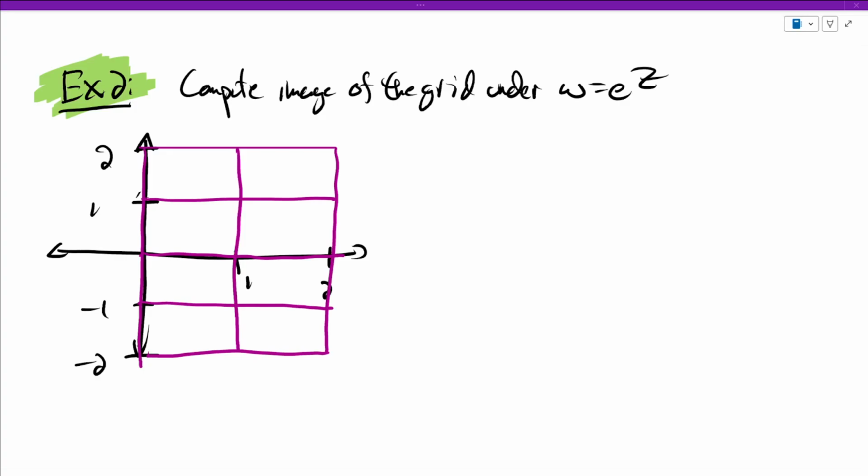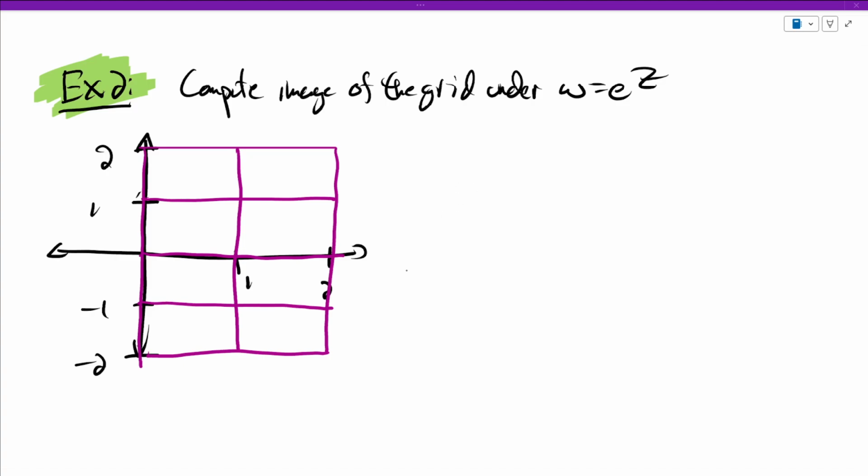Okay, so we're going to compute the image of the grid in front of us under the exponential mapping w equals e to the z. Now, keep in mind, pi is like 3.14-ish. And so in particular, it's bigger than 2, and negative pi is less than -2. So this fits within our fundamental region. It's not important, but just observing it fits within the fundamental region.